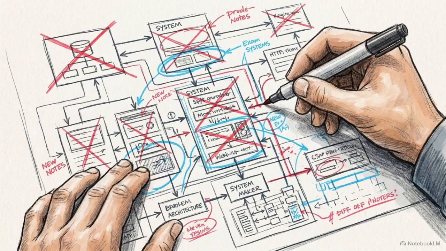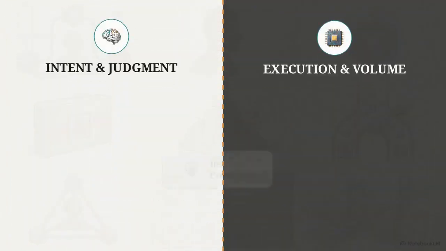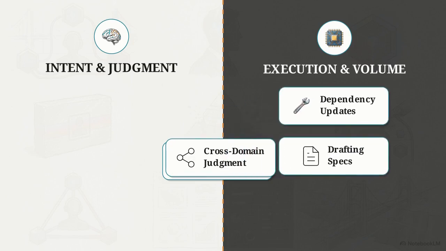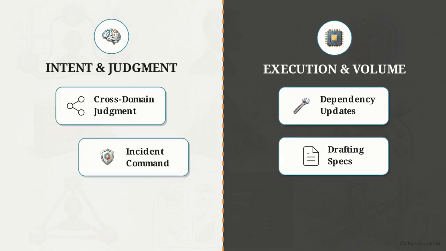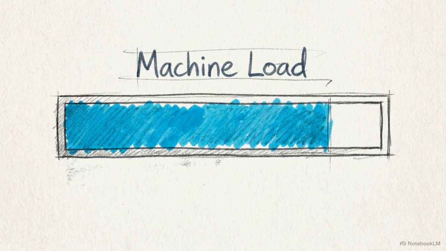The intent category holds all the ambiguity. This remains the human domain: resolving conflicting requirements, making high-stakes architectural trade-offs, and mentoring junior staff. You must aggressively filter these tasks into opposing lanes. Send dependency updates and drafting specs to the machine side. Assign cross-domain judgment and incident command to the human side. You succeed when the boring, high-volume work sits exclusively on the machine side of the board.